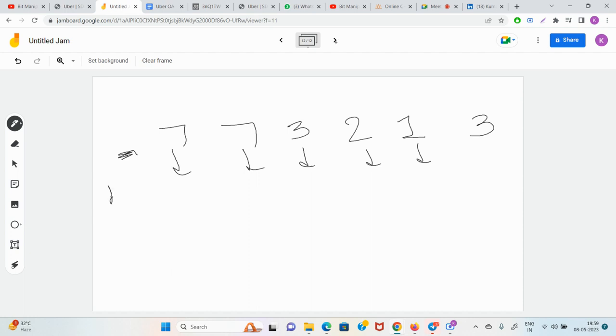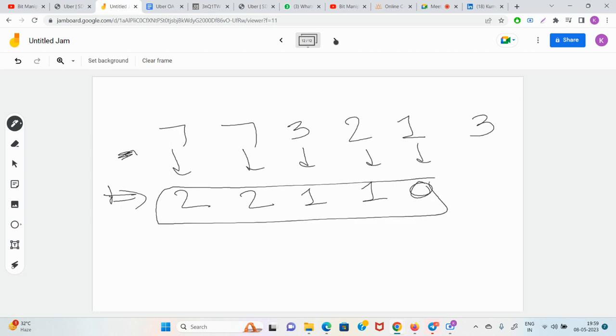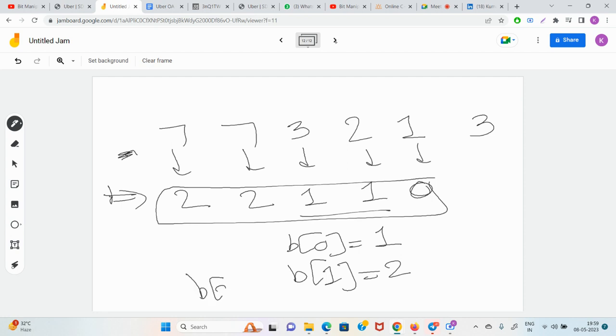MSB stored for 7 is what? 0 1 2. 0 1 2. 0 1. 0 1. 0. So now how will my B array look up till this point? B of 0 will be what? This came one time, na? B of 0 will be 1. B of 1 will be what? This came two times, na? B of 1 will be 2. B of 2 will be what? It came two times, na? It will be 2.